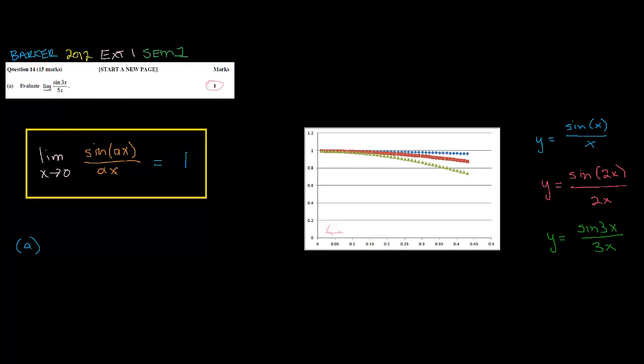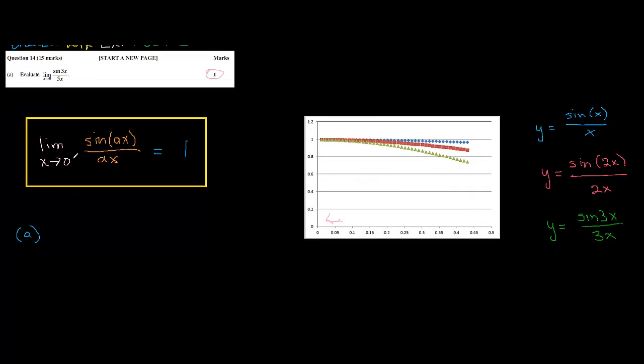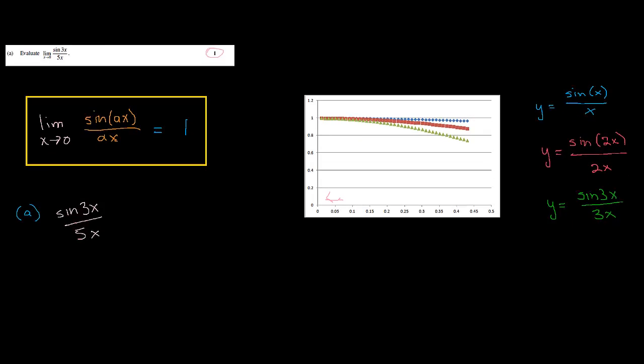And then there's just a nifty little algebraic trick that we've got to remember. You can tell that this here is sine of 3x on 5x. But to use this formula, it will have to be like sine of 3x on 3x, because all of these are in the form where the argument, what's in the brackets of the sine, is the same as what's on the denominator. So we've got to make this bottom a 3x somehow. Alright, so that's our goal. So what will we do?